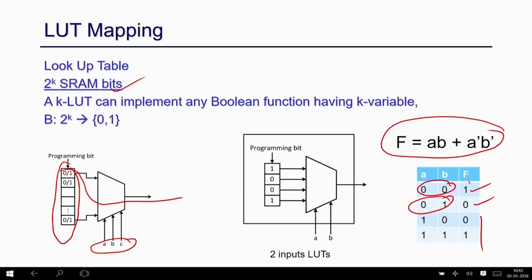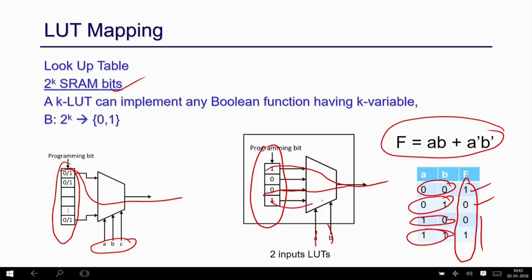So, I am going to store these outputs in this RAM, 1 0 0 1, and the inputs are the select lines of this mux. When the input is 0 0, this bit will come at the output. The mux structure is something like that. When the input is 1 0, this bit will come at the output, right. And when the input is 1 1, then this bit will come at the output, right. This is how we are going to map.